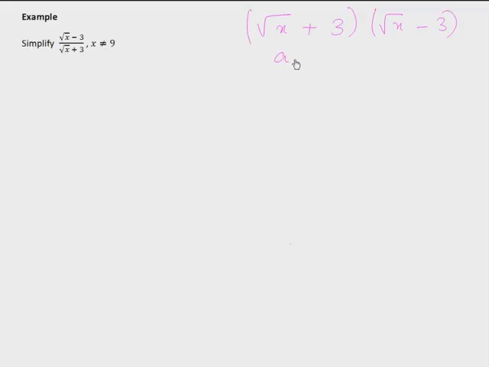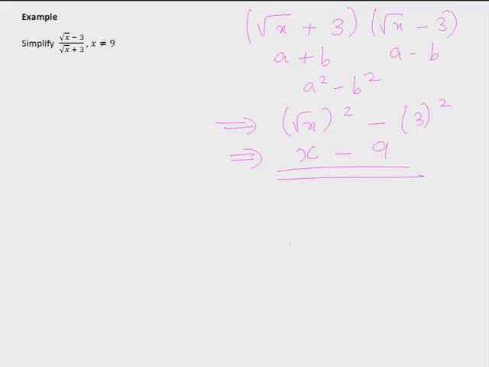Because then I can use the difference of two squares. And this is a plus b into a minus b, which will become a square minus b square. So it will become root x squared minus 3 square. And that's what I wanted. I wanted to get rid of the root x. And root x squared is nothing but x. So it becomes x minus 9. So this is a very important step. If you see roots and you want to get rid of them, you end up using the difference of two squares so that the roots get squared and you're left with a much better expression.